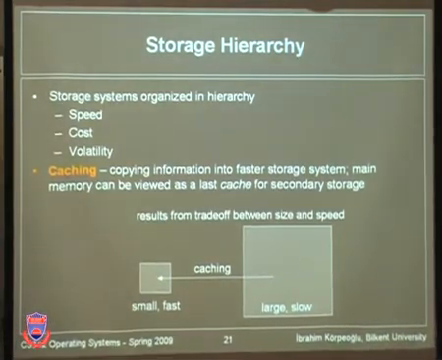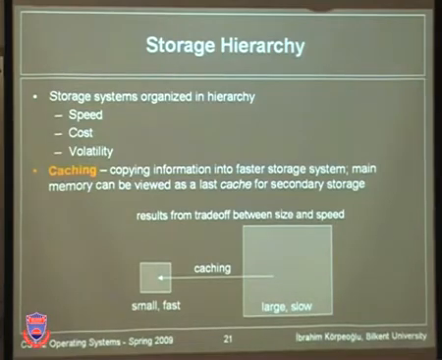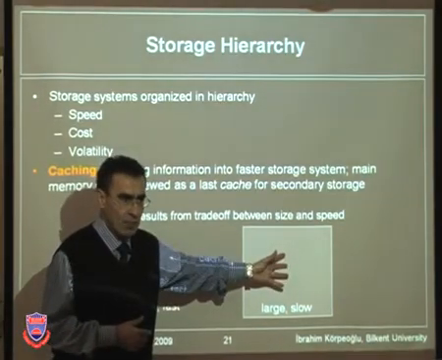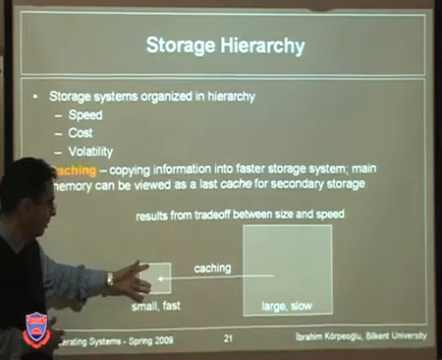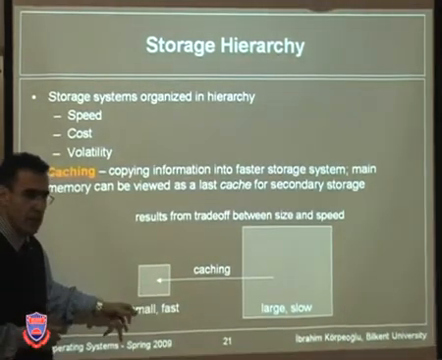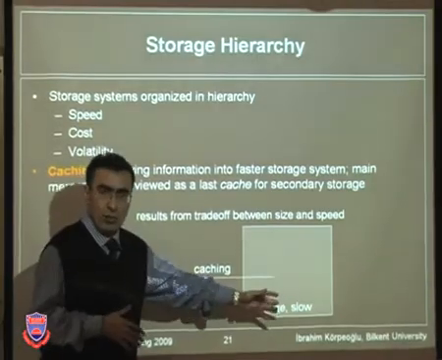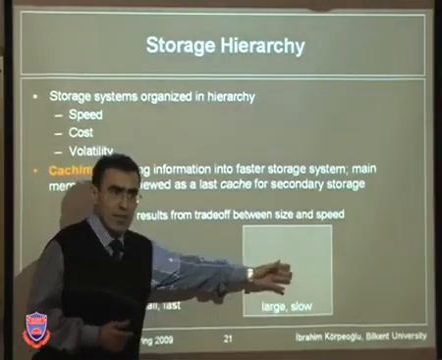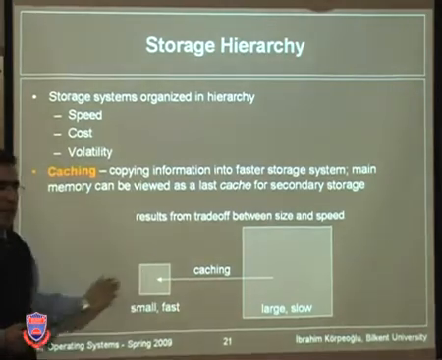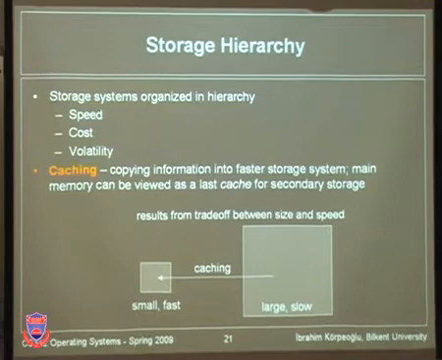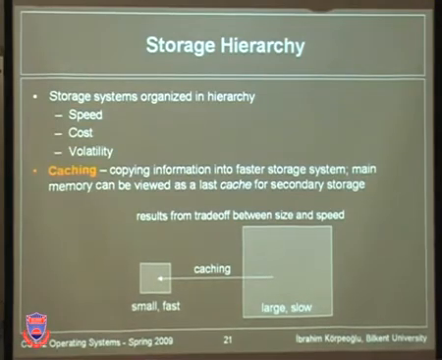You copy the information to a faster storage system, and for example, the main memory can be viewed as a last cache for secondary storage. For example, if some disk blocks or files are accessed heavily on the disk, you can bring them into main memory. The main memory is smaller compared to the disk, but faster. But it is not large enough to hold every file. But the frequently accessed files can be brought into memory and accessed from there. In this way, you increase your average access speed and you reduce your average access delay.